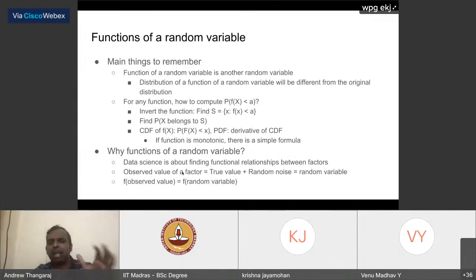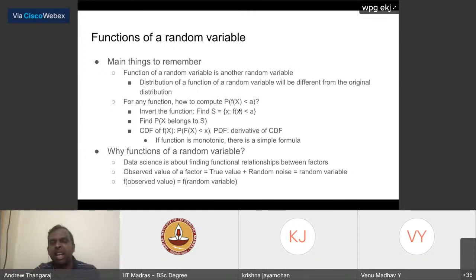So these things will happen again and again, and you should be aware of a few important things. What are the important things? Function of a random variable is also a random variable. It's random, but the distribution will change in some manner. And it can be a little bit confusing and complicated sometimes. Okay, so some simple functions, the distribution will suddenly start looking very different, and you should be aware of that.